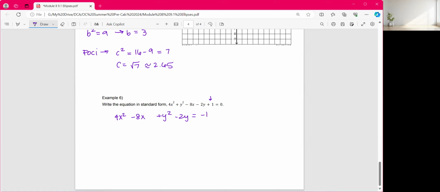In order to complete the square, the a needs to be 1. So that's going to be my next step, is to factor out this 4 here because that's an issue. And I'm going to leave a little space there. And then I'm going to go y squared minus 2y, leave a little space, equals -1.